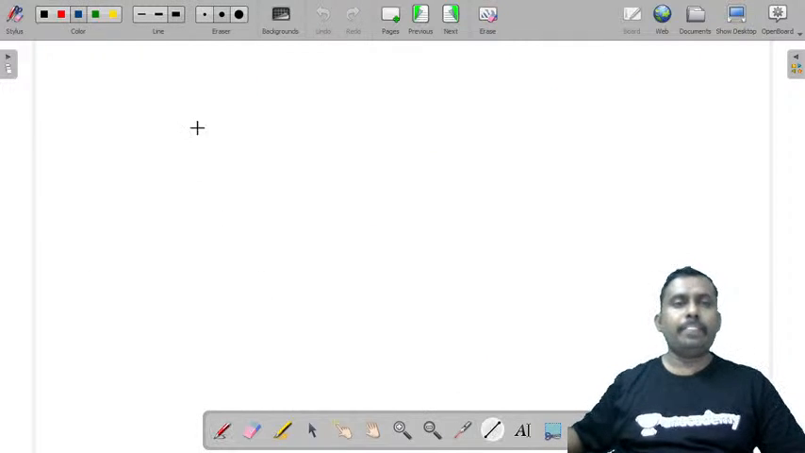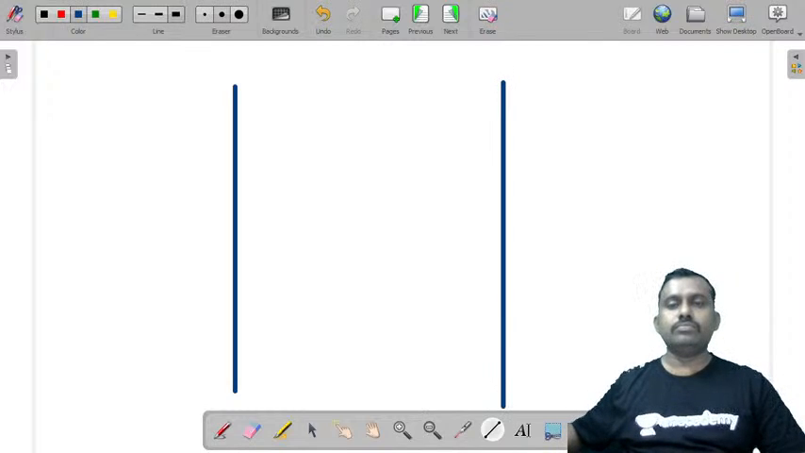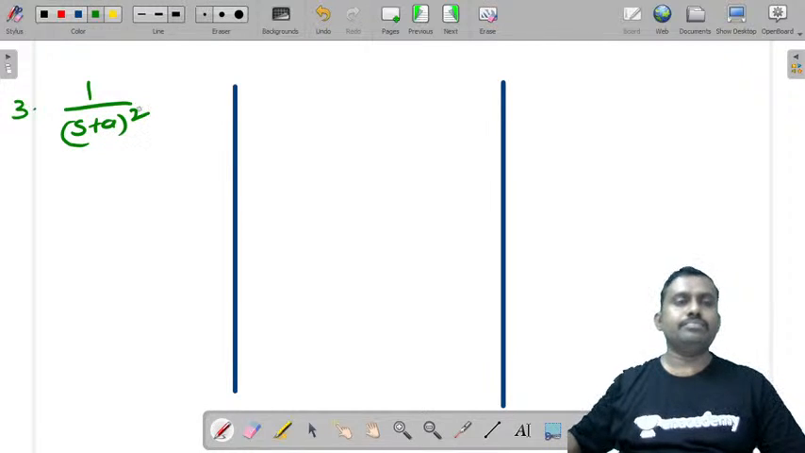Consider the third part. The third one is 1 by s plus a whole square. What is this, 1 by s plus a whole square?